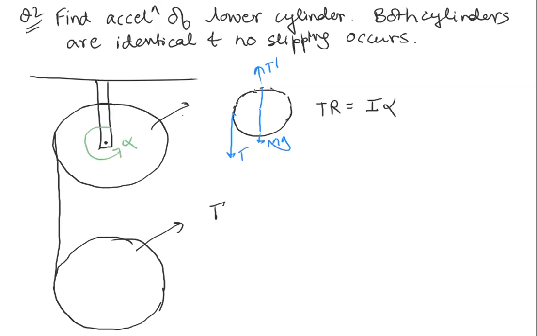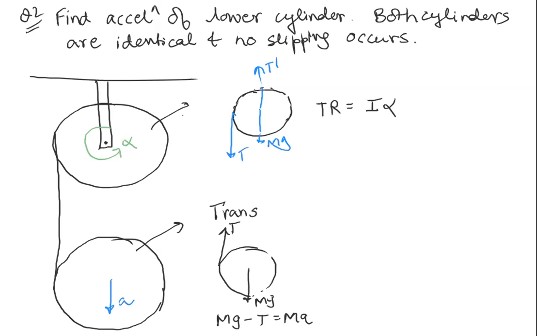This guy is having translation and rotation. For translation, T upwards, mg downwards. So we will write mg minus T is equal to ma. This means that I have assumed that acceleration a is downwards. And for rotation, we will have T, mg. Again, we will get TR is equal to I alpha.